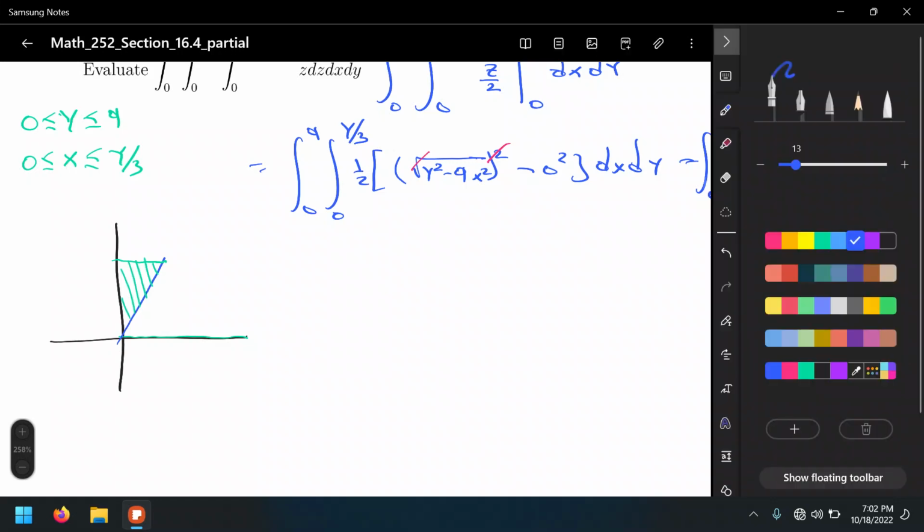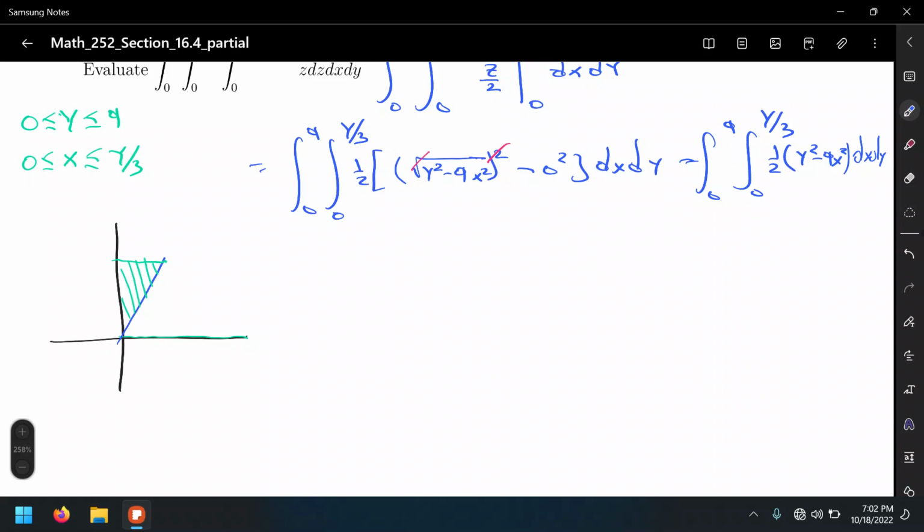Perfect. All right. So let's integrate this expression that we have with respect to x this time. That means we are going to hold y squared constant, and x squared will be whatever that integral is. However, I think it would be better to distribute the 1/2 and not leave that 1/2 just outside. 0 to 9, 0 to y over 3, and that's y squared over 2 minus 9/2 x squared, and let's integrate with respect to x.